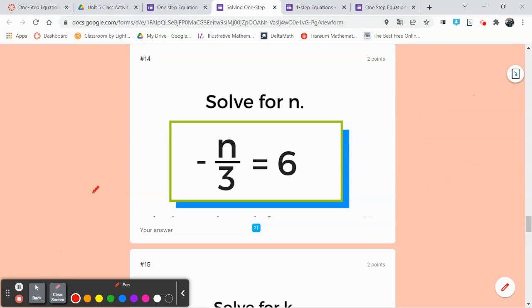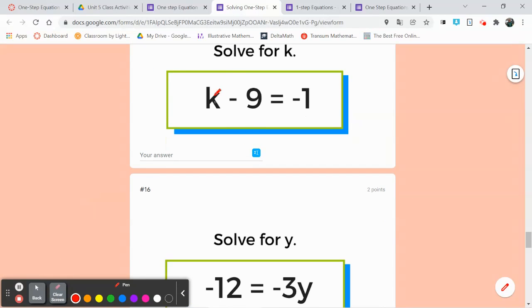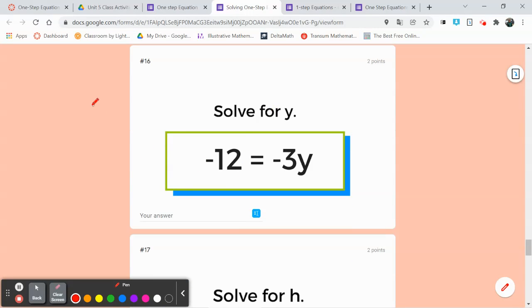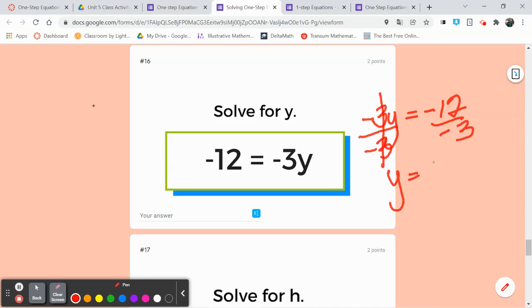Pause if you need to. Be careful on this. You're going to add 1 to both sides and follow your sign rules. This is written backwards. -3 times y equals -12. The opposite of multiplying by -3 is dividing by -3. Cancels out, giving me 1y. 2 negatives, I get a positive. I type in 4. Okay?